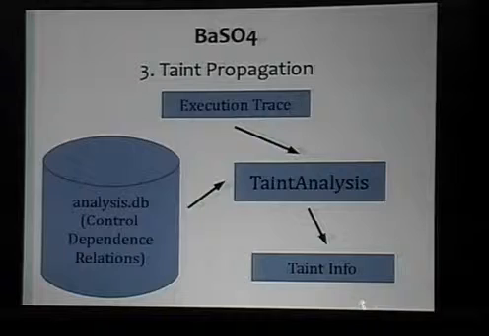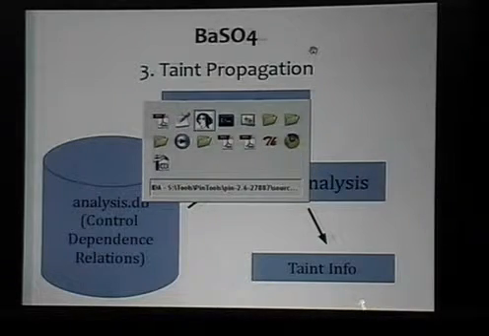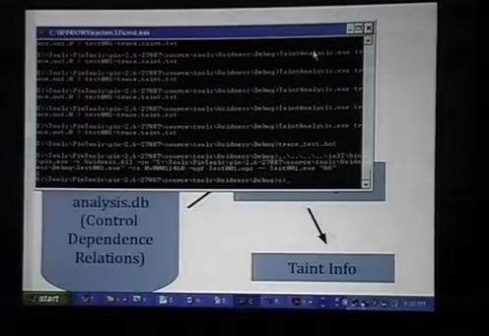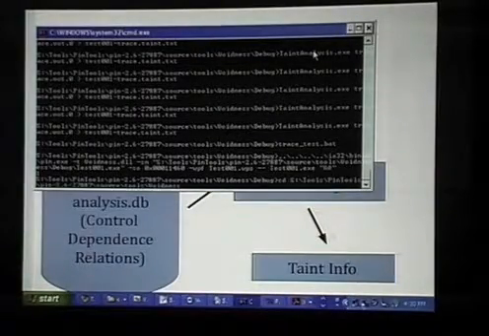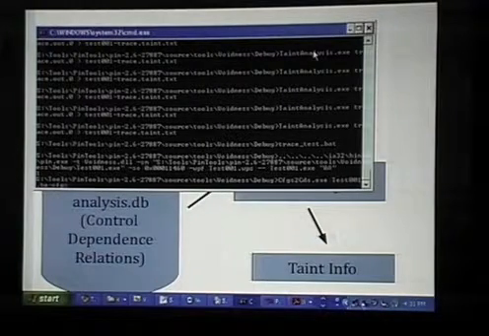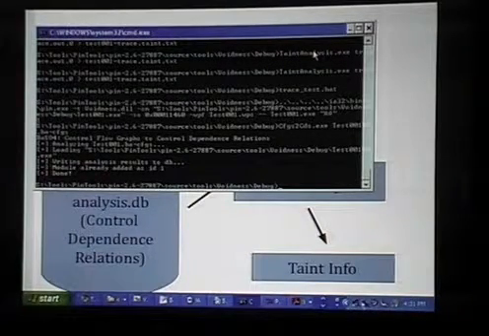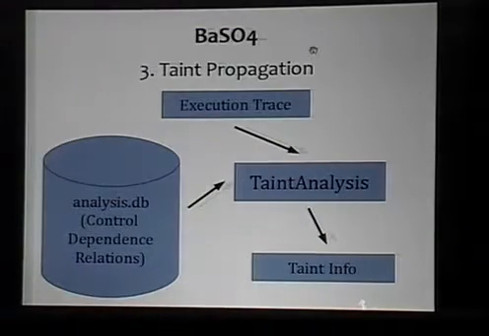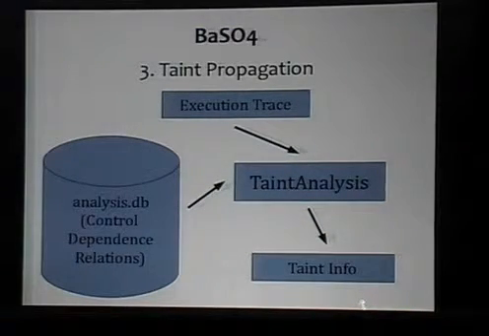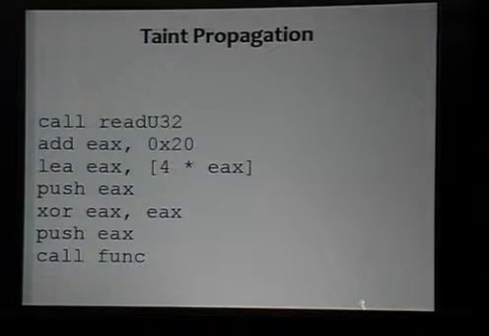Taint propagation. Actually, let's do the control dependence execution here. The demo. Okay. Oh yeah, it's already in the database. So we have that done. Now the taint propagation that I keep talking about takes the execution trace and the control dependence relations that we saw, and walks over the entire trace and calculates the flow of the data and writes out this taint info.